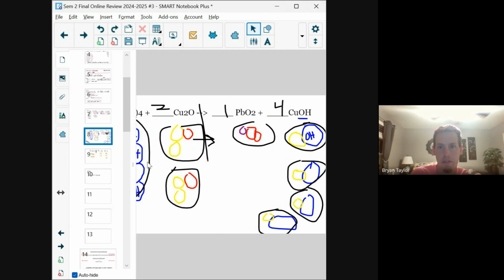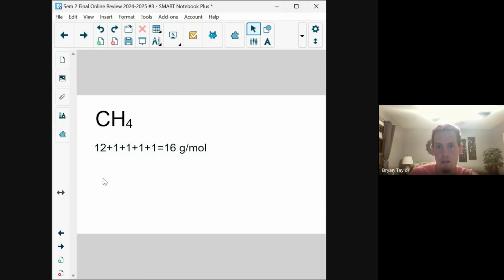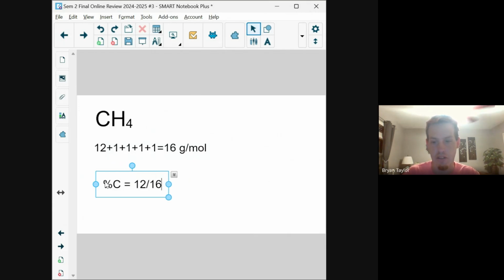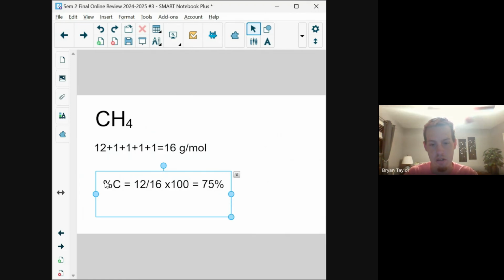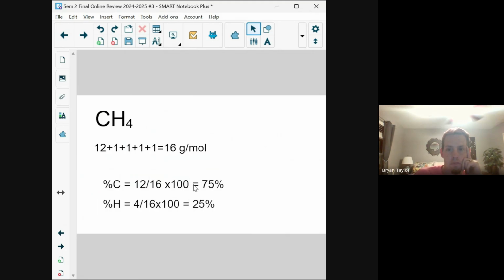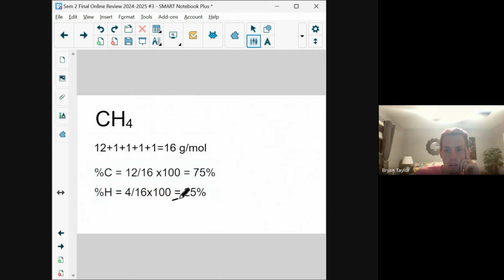And again, Danielle, you are completely right. I'm going to do everything you said. So if I want the percent of carbon, that's going to be 12 divided by 16, times 100 because it's a percent, 75%. And the percent H is going to be all those ones combined because it's all H. That's 4 divided by 16 times 100 again, and that's 25%. This is 100%. So you are correct.